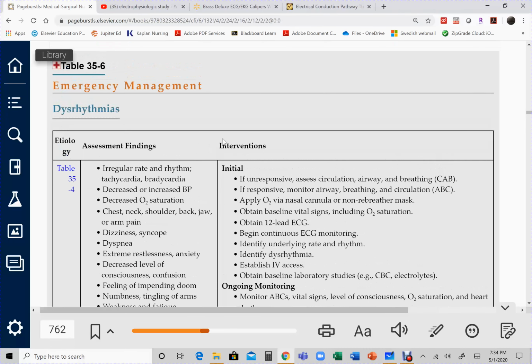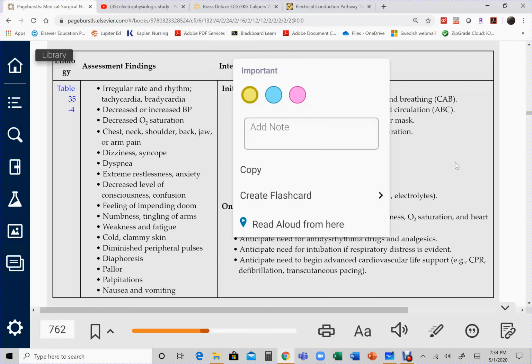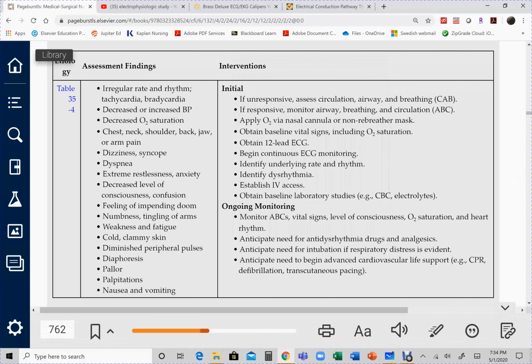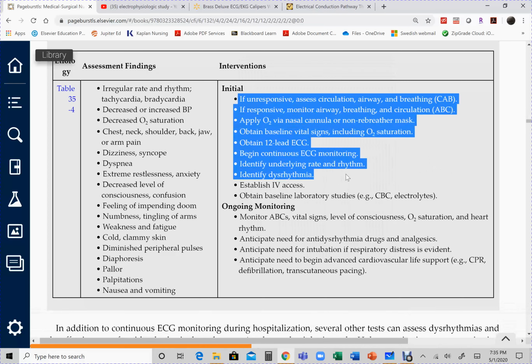Okay, these are the steps that I mentioned a while ago. Table 35-6, this is your emergency management. This applies for all dysrhythmias. The only thing different is around this part right here, after you have identified the dysrhythmia, because your intervention will now vary. This is now where the next action splits, because the treatment for each dysrhythmia will now vary. But for all dysrhythmias, your actions from here to here will be all the same.